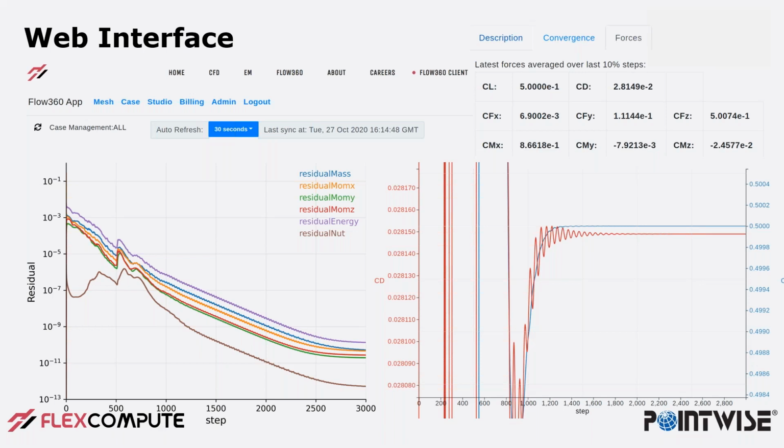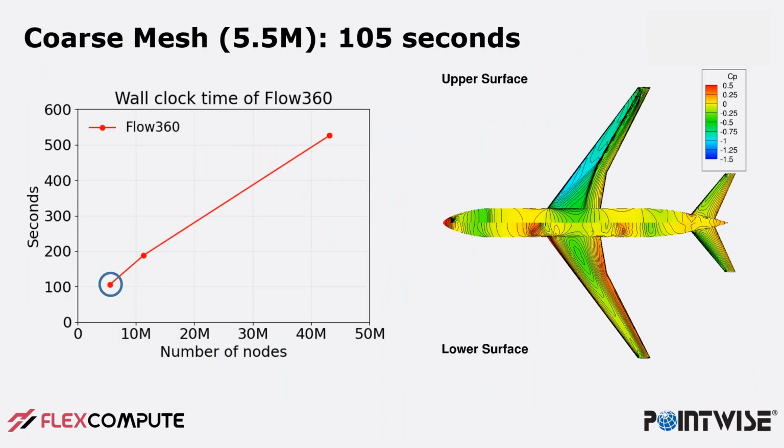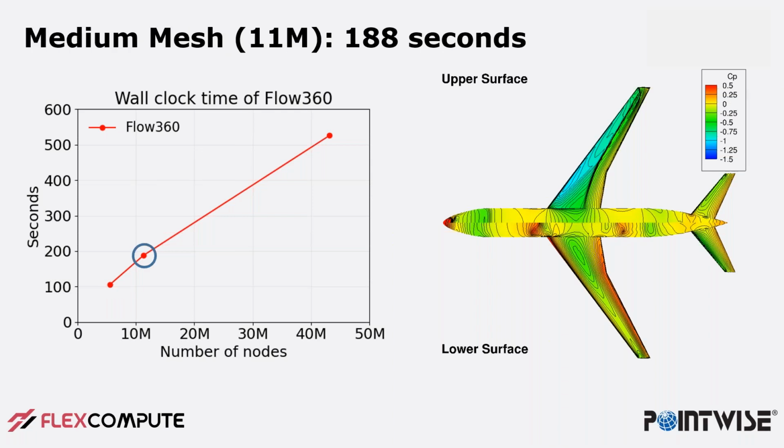And with that, I'm going to show you the result we got with the 3 different meshes generated by Flashpoint in Pointwise using the automated mesh generation. So first of all, this is the coarse mesh with 5.5 million grid points. And this mesh converges in 105 seconds in our solver. And on the right-hand side, you can see the surface pressure represented on the upper and lower surface of the airplane. And watch this as we go to the next mesh with double the grid points.